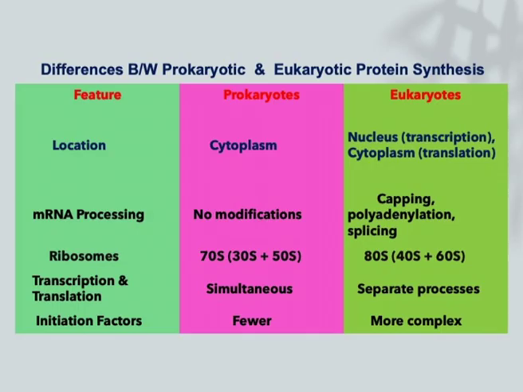Then mRNA processing. In prokaryotes, no modifications are observed, but in eukaryotes it is a very complex process: capping, polyadenylation and splicing. Ribosomes involved in prokaryotes are 70S type, but in eukaryotes 80S type. Transcription and translation occur simultaneously and continuously in prokaryotes, but in eukaryotes they are separate processes. The nucleus is different from the cytoplasm, so transcription and translation are separate processes.